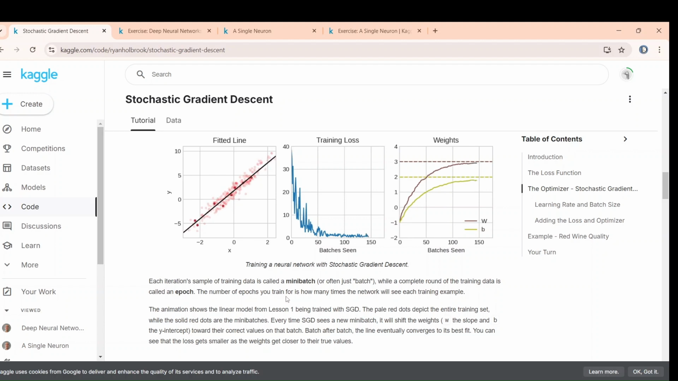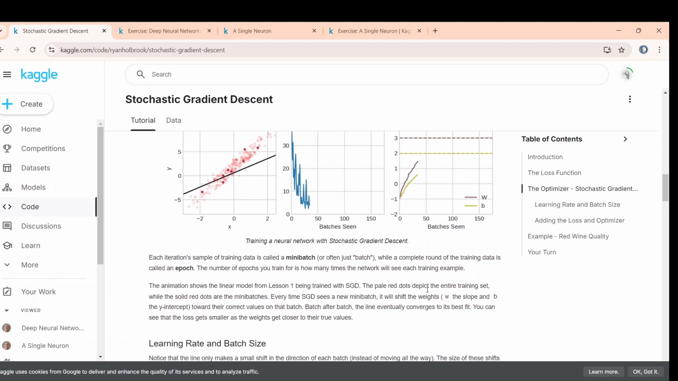The number of epochs you train is how many times the network will see each training example. That means if you give 10 epochs, the model will see the training examples, the data points, 10 times. If you give 20 epochs, then it will be trained for 20 times. That means the network will see any particular data point 20 times.